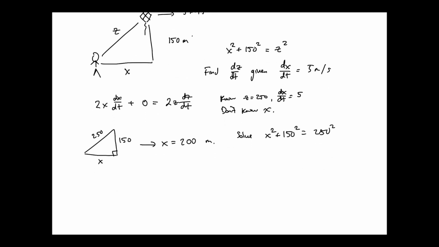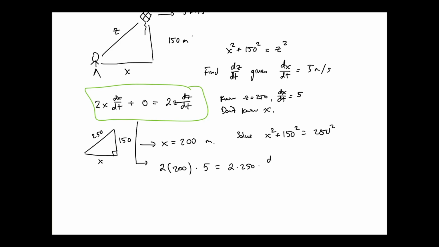And so now we just need to substitute all that stuff into here. Okay, and so that gets us what, 2 times 200 times 5, which was dx/dt, equals 2 times, what was z, 250 times dz/dt.